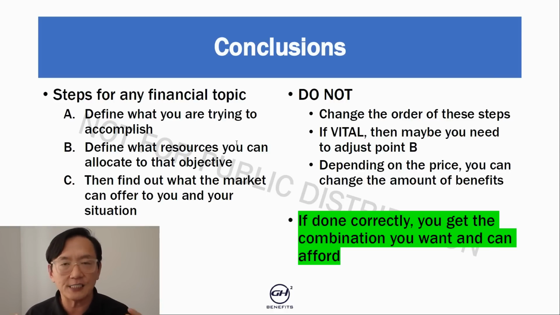So anyway, we're back to my boring and repetitive A, B, and C here. It's the same process for any single topic. Please define what you're trying to accomplish. You've got your own pressure points, your own pain points, your own sensitivity. What is it? Define it so that you can define how much resources out of your entire household net worth that you can allocate to it.